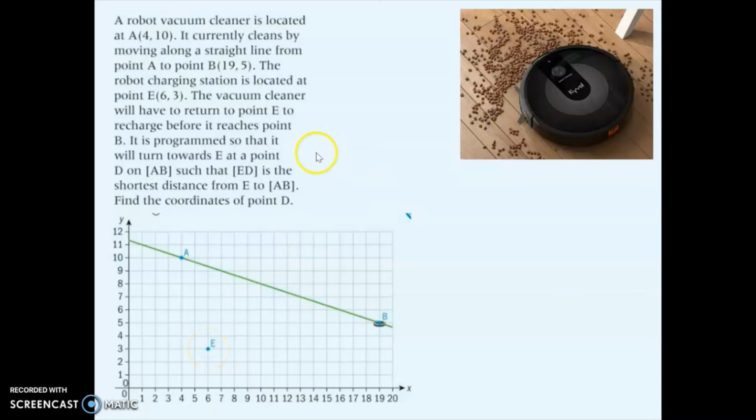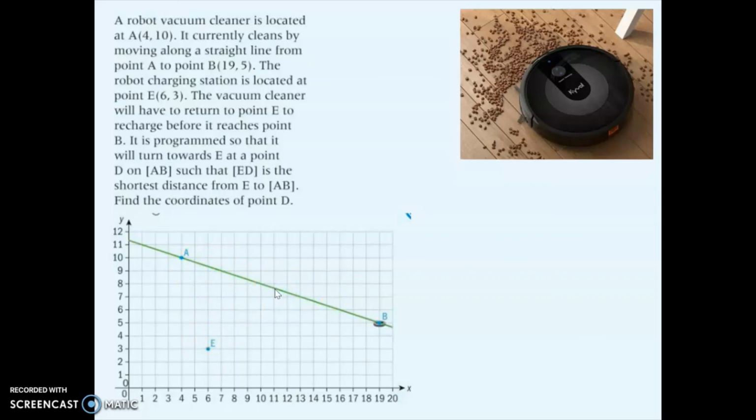Well, it's designed to travel the shortest distance possible. So if it's traveling here, when will it turn off for the charging station? Well, we just talked about the shortest distance from a line to a point being the perpendicular distance. So it will travel here, and when it gets to a point that is exactly perpendicular to this one here, that's when it'll turn off for E, travel there, go back, and then travel here, because that will be the least movement, and that's the goal.